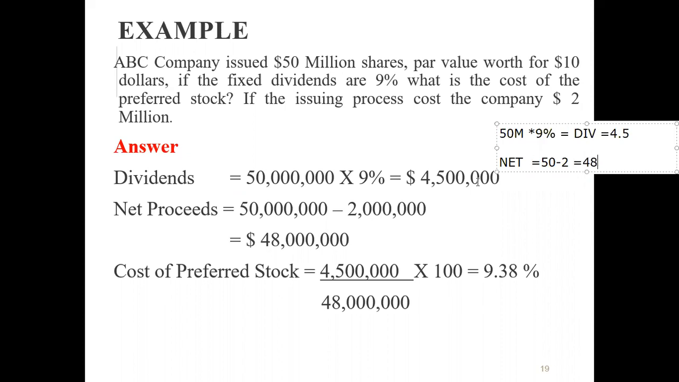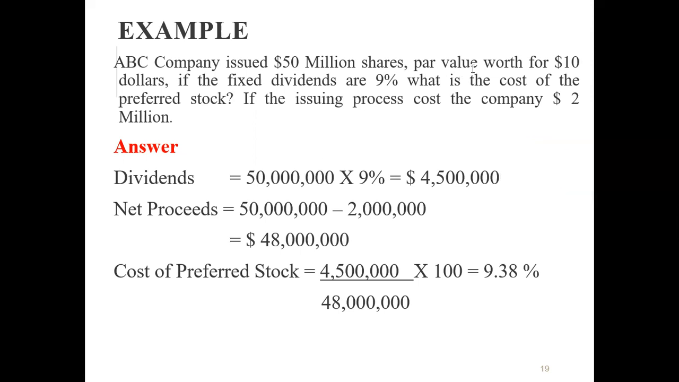So it is very simple, then you can find the cost of the preferred stock, where R stands for the cost of the preferred stock. So I will just put 4.5 divided by the 48, times 100, which would give me the rate, and it will give me 9.38. So this is simply how we can find the cost of preferred stock, which is one of the easiest calculations, where you can figure it out easily, but the most important thing is to find the flotation cost.